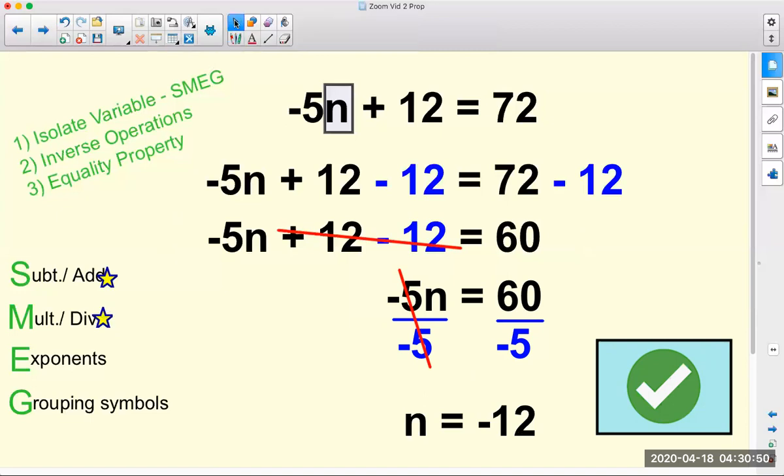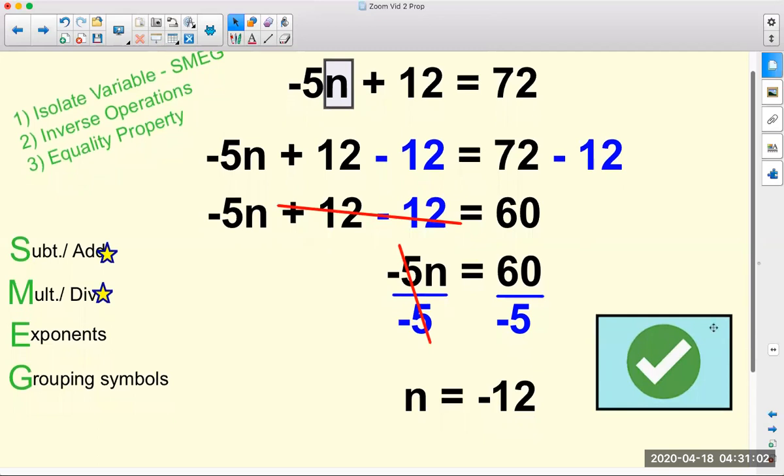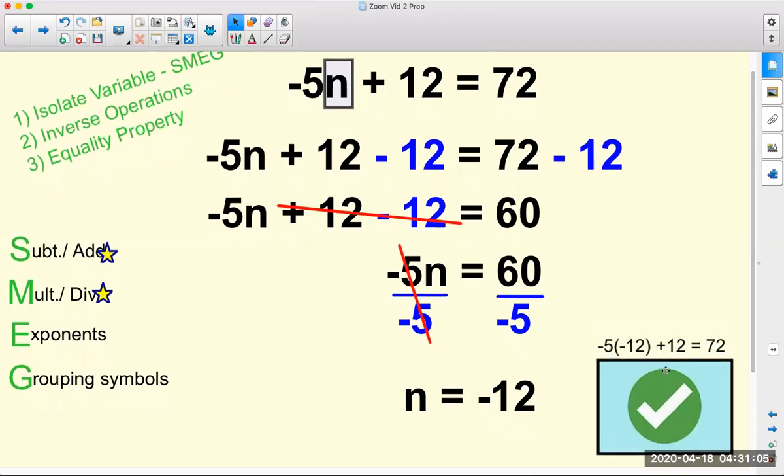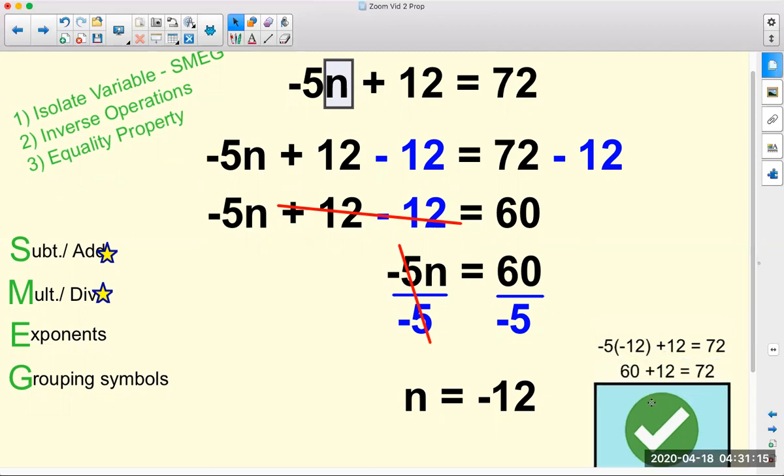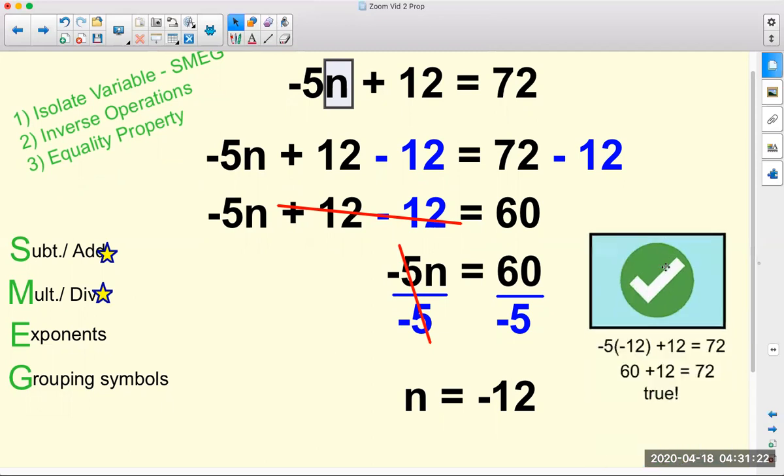And now we need to check our solution to make sure it's actually correct. We're going to use substitution again. So we're going to take n out, and in place of n, we'll put negative 12. So negative 5 times negative 12 plus 12 equals 72. Let's simplify the multiplication, and we'll get 60 plus 12 equals 72. 60 plus 12 is 72, so that's a true statement. We did it. Nice work.